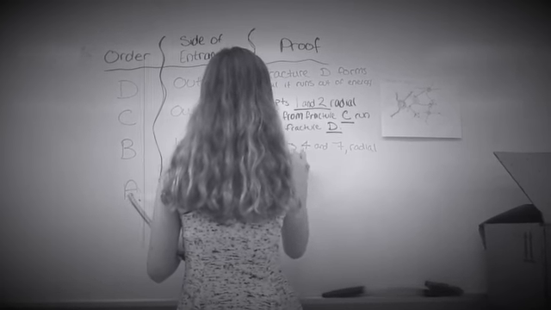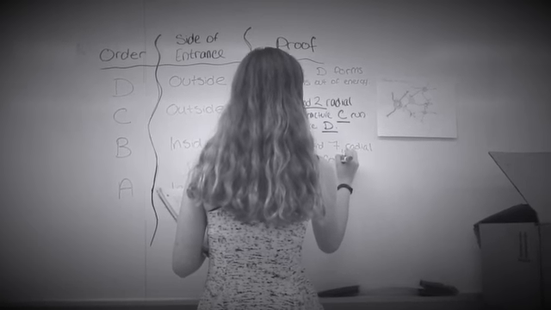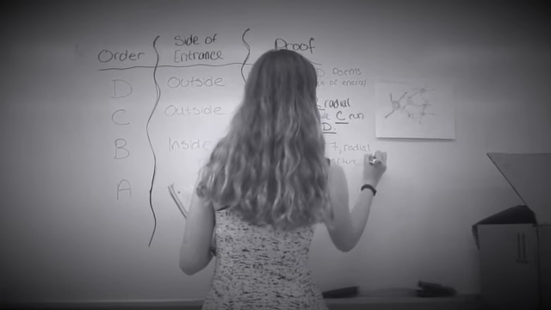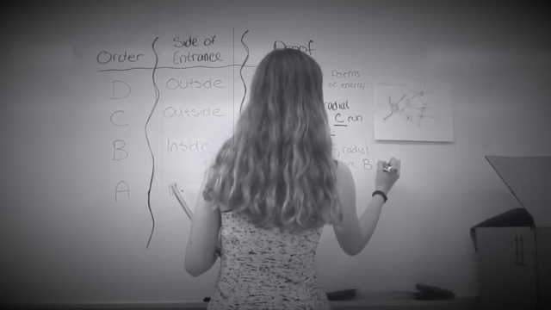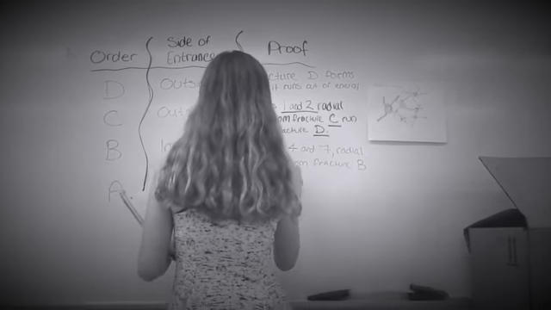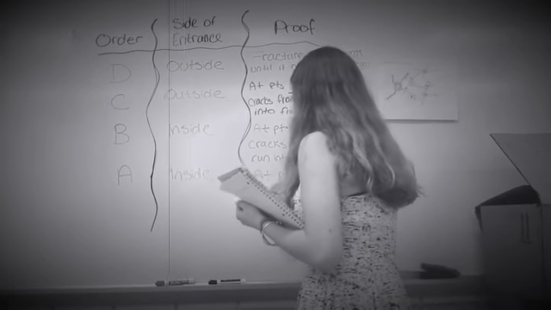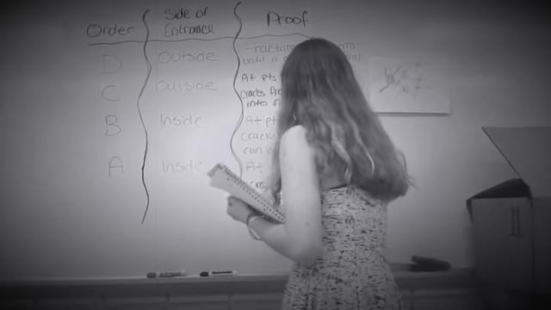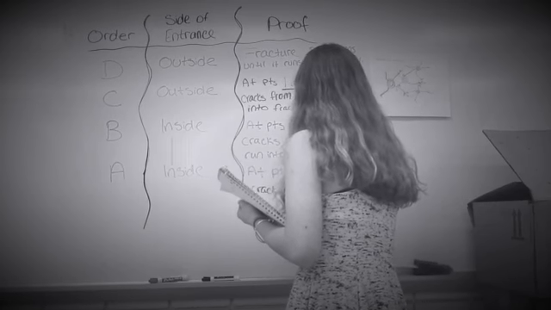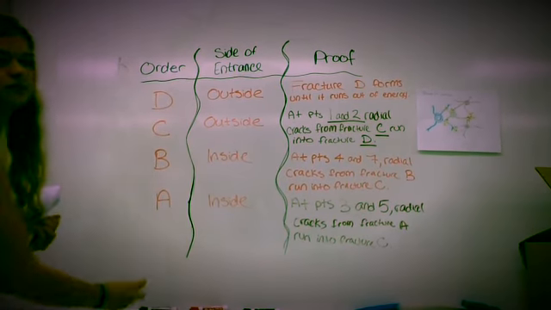I proved fracture B came after fracture C by saying that at points 4 and 7, radial cracks from fracture B run into fracture C. The last proof says that at points 4 and 5, fracture A runs into fracture C. And there is your finished proof chart.